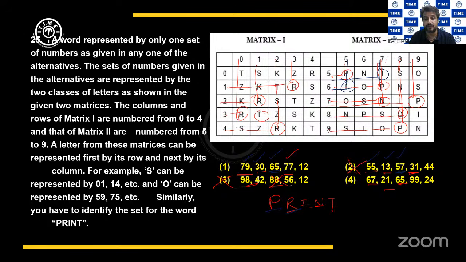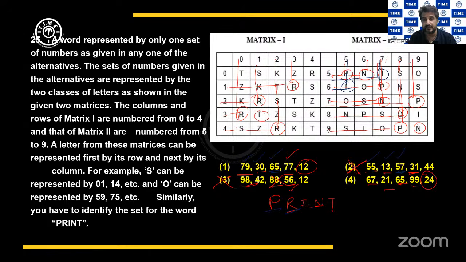Now, coming to the third option, 56. Is 56 N? Yes, 56 is N. Now, 99. Is 99 N? Yes, it is also fine. Anyway, the third option is ruled out and the second option is ruled out. Now here we have to check the last one.